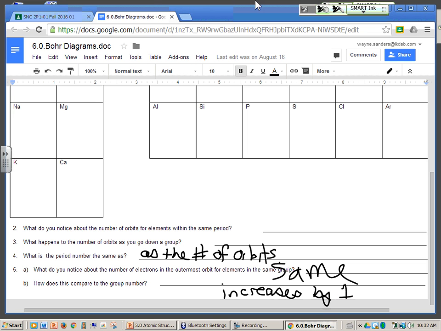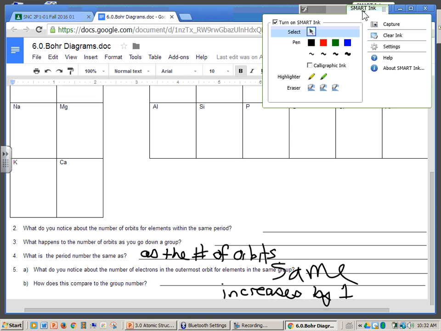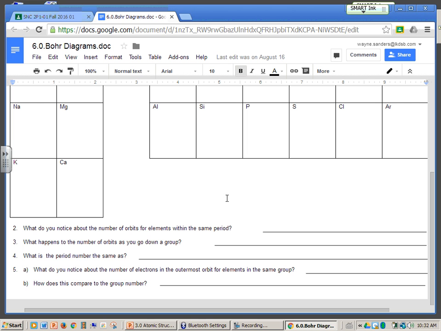I'm hoping I can clear this now. Click. Oh, I'm struggling with clearing my screen. Click. Clear. Yay.